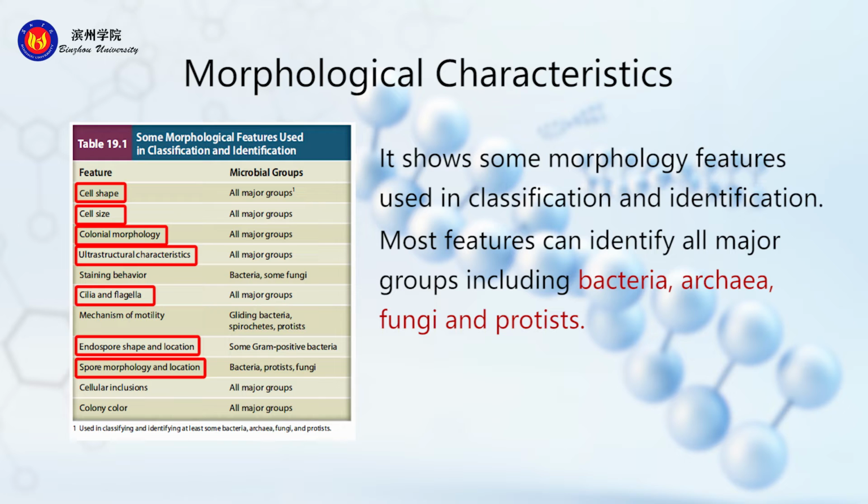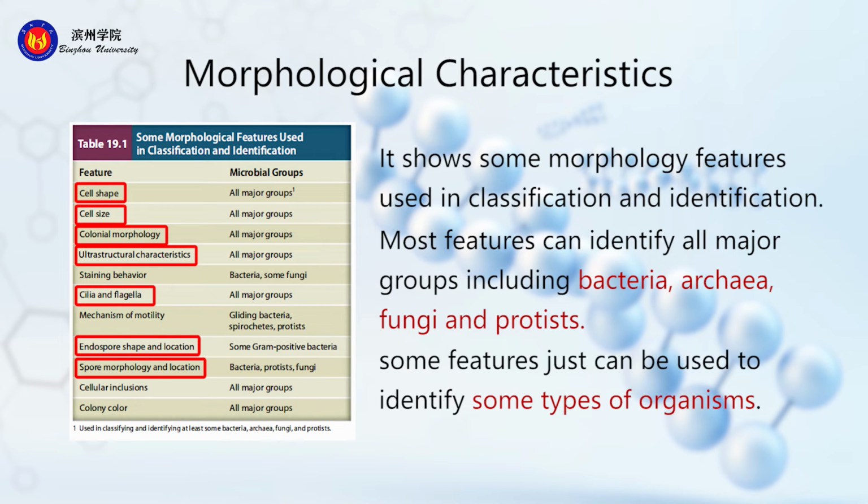Among them, most features can identify all major groups, including bacteria, archaea, fungi, and protists, but some features can only be used to identify some types of organisms. For example, endospore shape and location. It is just used in identification of some gram-positive bacteria.